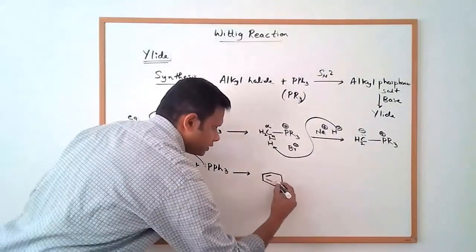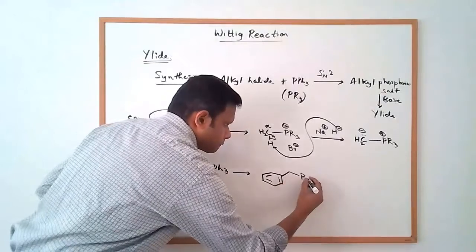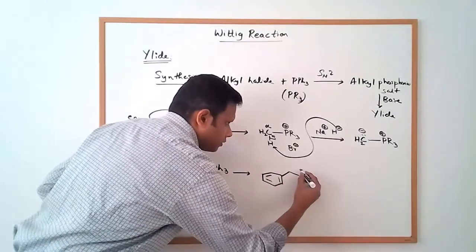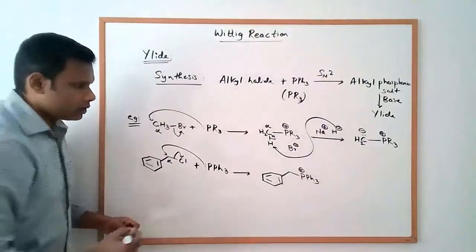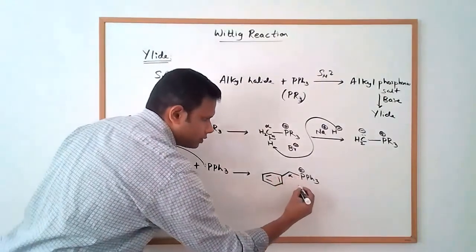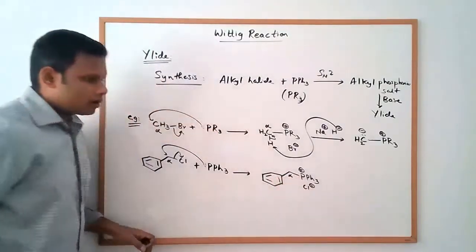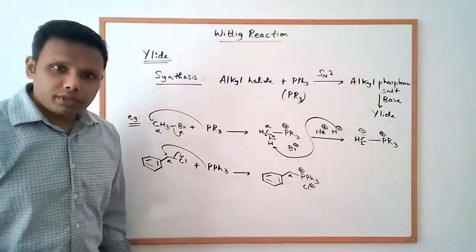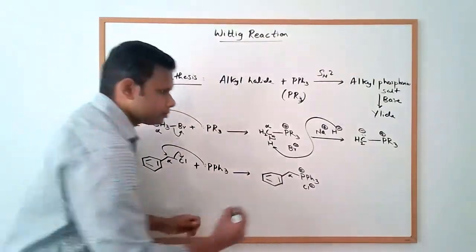This will give us the phosphonium salt. Okay, so the alkyl phosphonium salt, there's our alkyl alpha carbon, there's the chloride. So that would be our alkyl phosphonium salt.